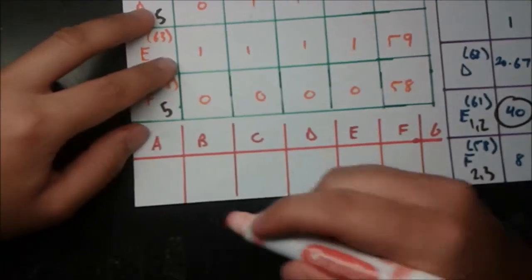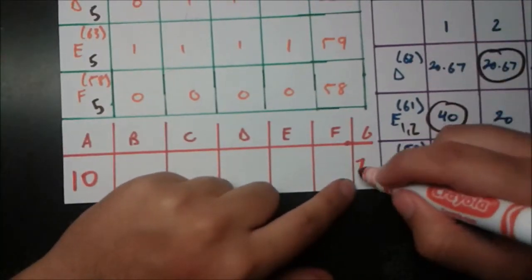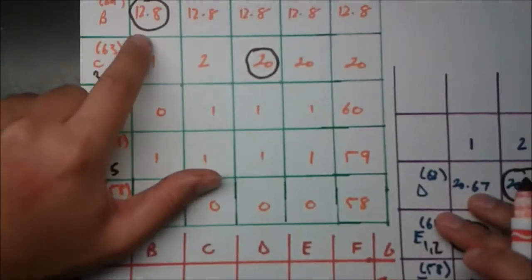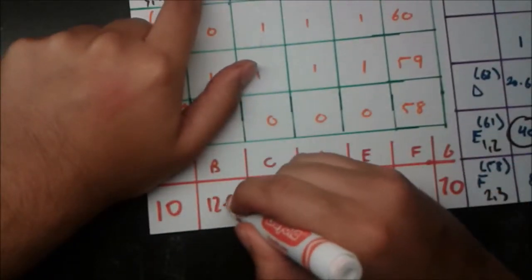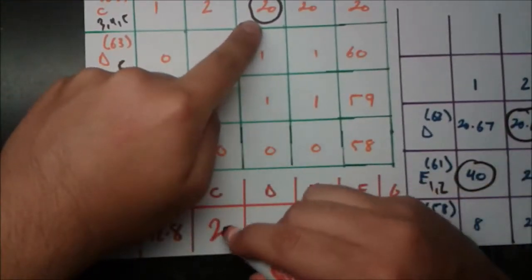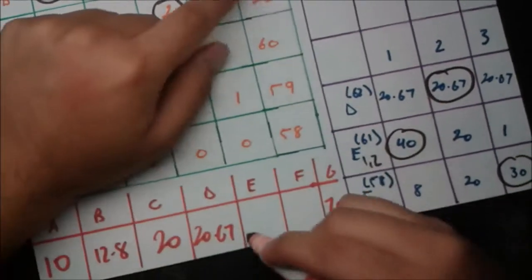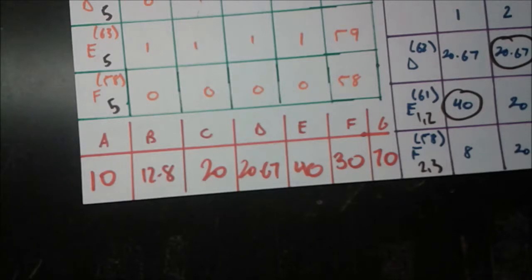So A, the initial divider, is given $10 worth of pizza. G, in the initial round, was given $70 worth of pizza. B, we see here, is granted $12.8. C, we see over here, is granted $20. D, from over here, is granted 20.67. E is granted 40. And F is granted 30. So the thing to check is, are all of these numbers greater than or equal to 10? And they are. And that means that everybody is getting a fair share, which means by the initial assumptions of the game, everybody should be happy.